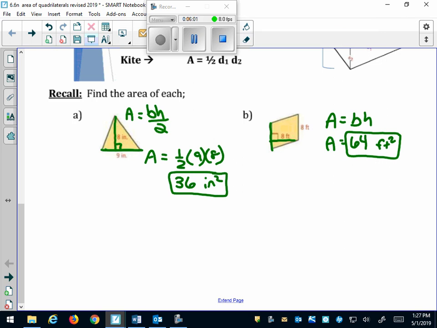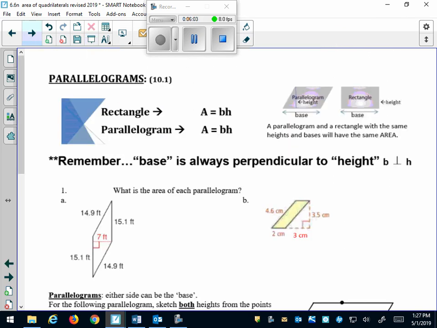Okay, so let's look at the breakdown now. We're going to take a few at a time. We'll start with base times height. So that covers rectangles and parallelograms.